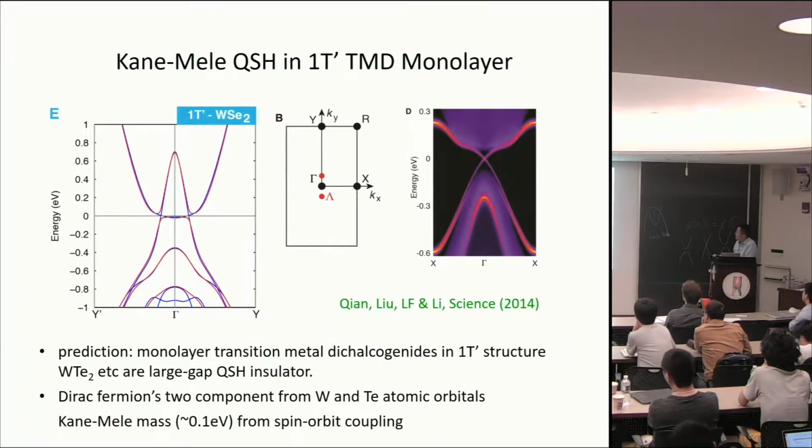monolayer materials, and this is tungsten diselenide. There's one material for which the 1T prime structure is naturally the ground state, and this is tungsten ditelluride. But when we did the calculation, it turned out that there's a large band inversion at the gamma point, but the fundamental gap in the presence of spin orbit interaction is actually negative. So we worried a lot about whether this tungsten ditelluride could be a good choice.